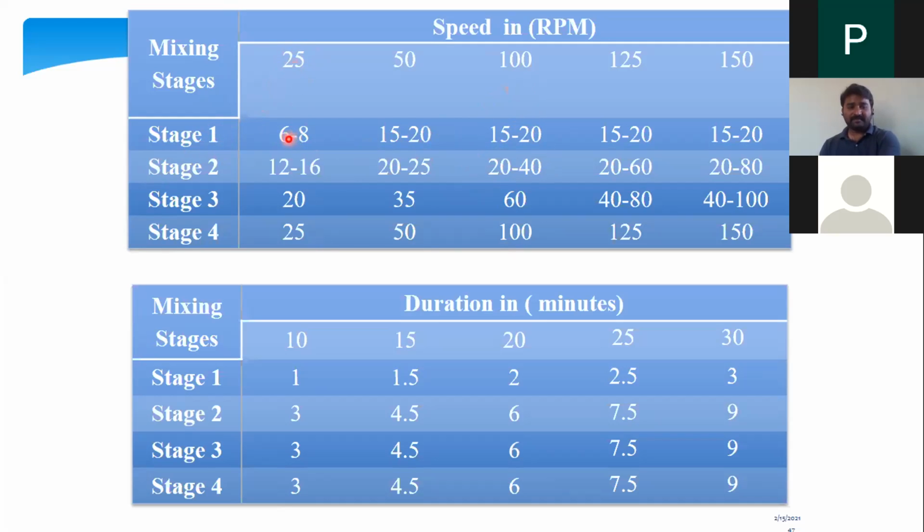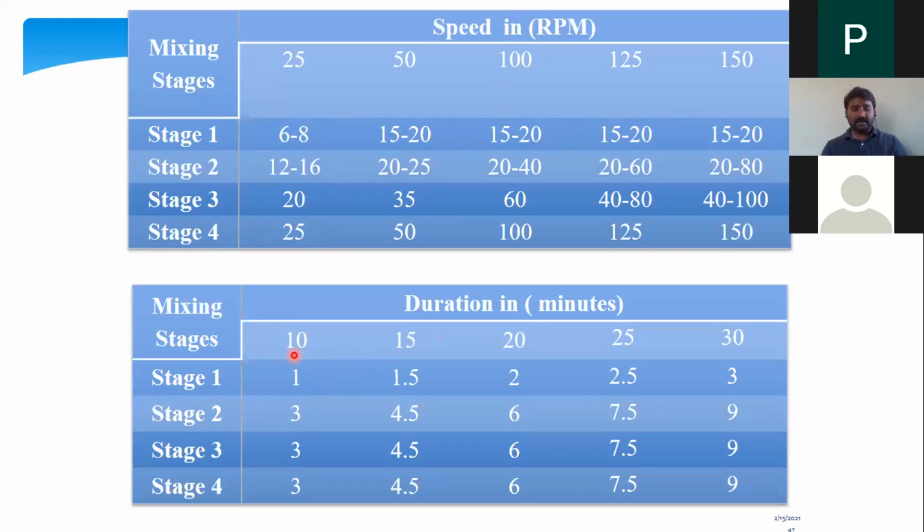Okay, and this is at stage 1, for example, I'll use 25 RPM as the maximum speed. At stage 1, I'll mix dry ingredients at 6 to 8 revolutions per minute. At stage 2, after adding the 80% of water and all the superplasticizer dosage, I'll increase the speed a little bit to 12 to 16. At stage 3, I'll add the other two dry ingredients and increase the speed to 20 RPM. At stage 4, the maximum speed, I'll add all the water and increase it to 25. The same holds good for 50, 100, 125, 150 RPM speeds.